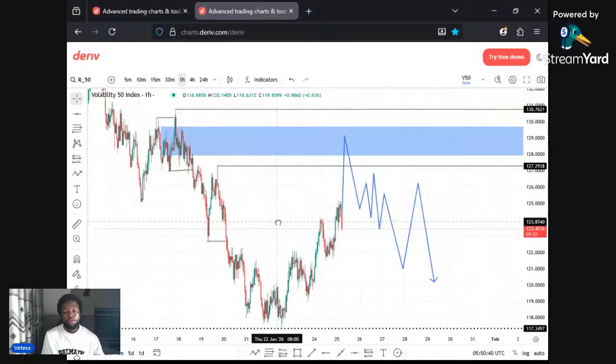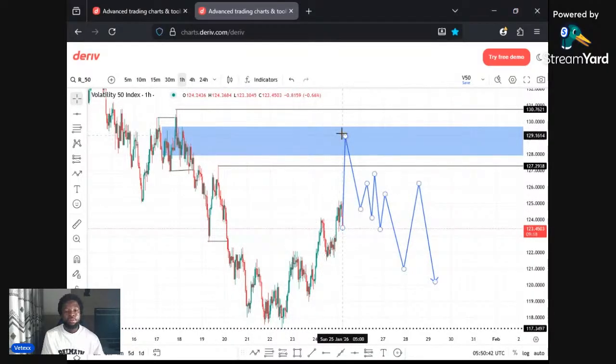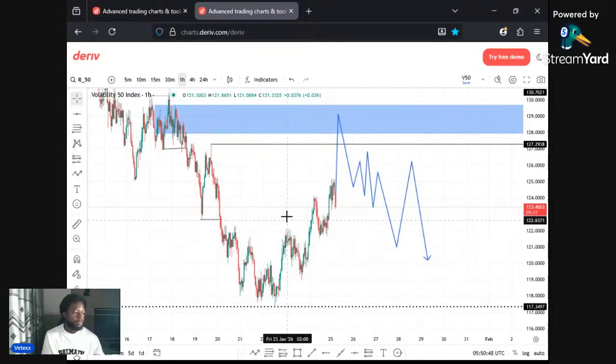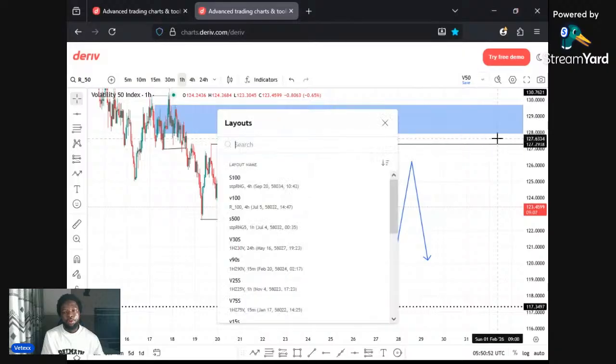Okay, so once price come into this zone, we know that this is going to be our starting point, and this zone right here is going to be our finish point. Okay, this is what you're anticipating on V50 index at the moment.